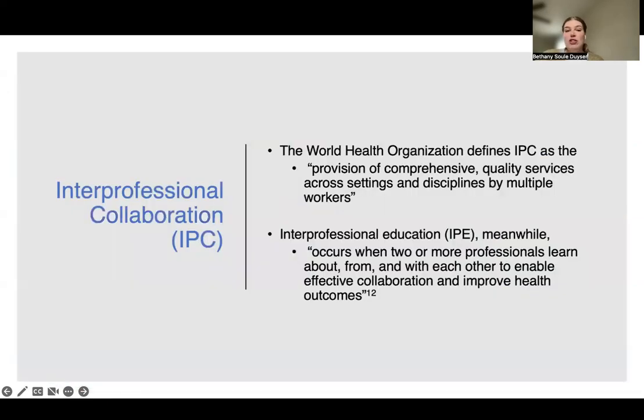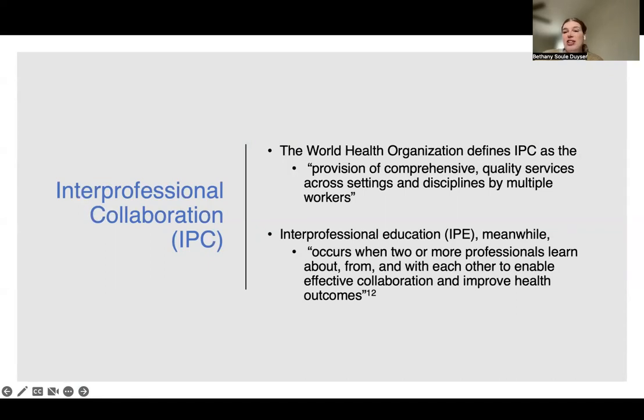Quick definition of interprofessional collaboration. The World Health Organization defines IPC as the provision of comprehensive quality services across settings and disciplines by multiple workers. So that's just acknowledging that it's any mix of different disciplines, and there's a lot. There's medicine, nursing, direct care work, as well as dentistry, pharmacy, physical therapy. Don't forget the speech therapists when you talk about physical and occupational therapy. There's a lot of different disciplines that really all bring something different to the table. So collaborating with everyone is a key competency for physicians.